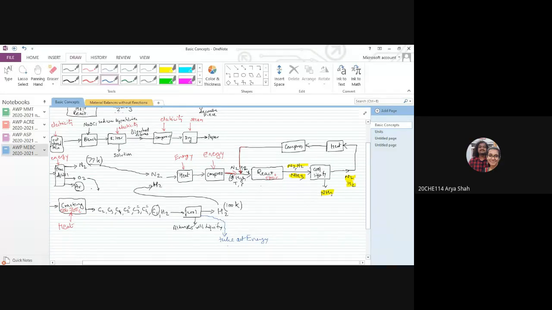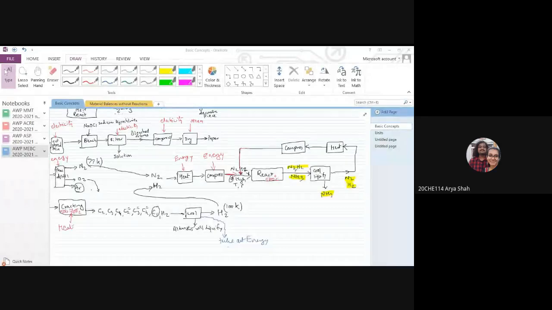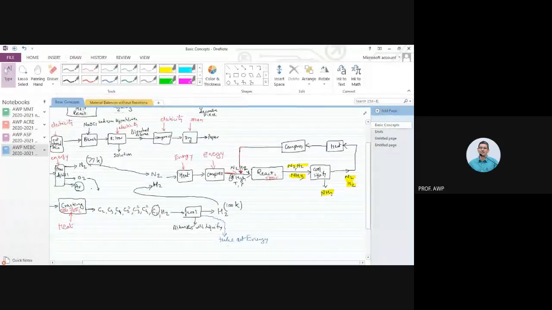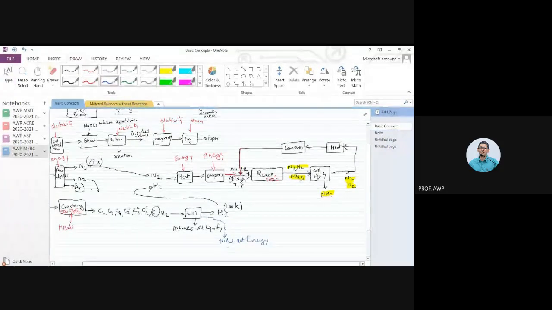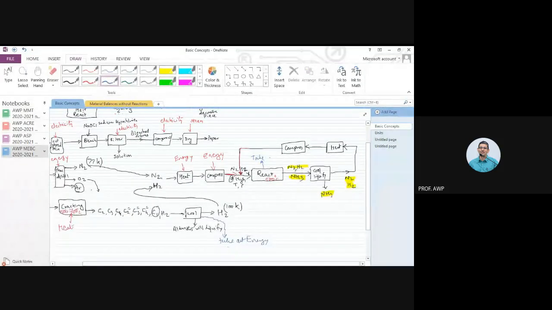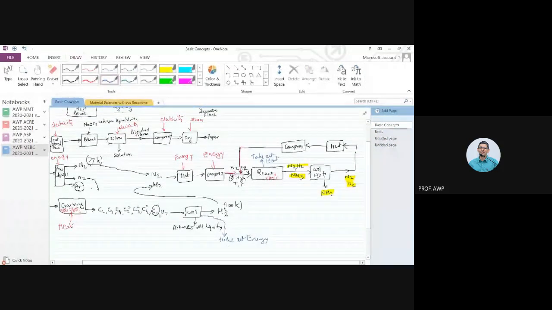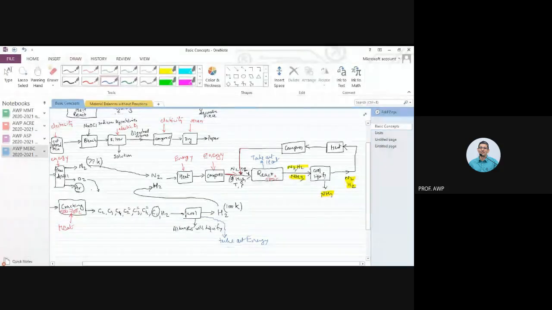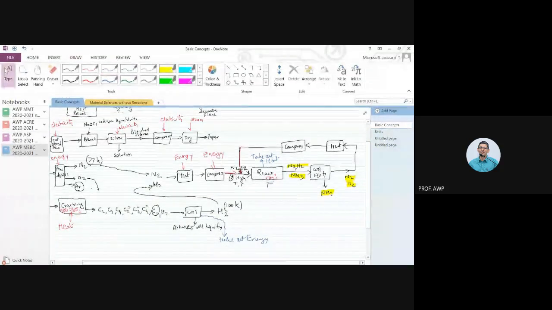So energy would be given out. Why is that? Exothermic reaction, right? So I need to take out heat. Otherwise, temperature will keep on increasing because it's an exothermic reaction. So if I have to maintain a temperature of 500 degrees centigrade, I will have to keep on taking out heat.